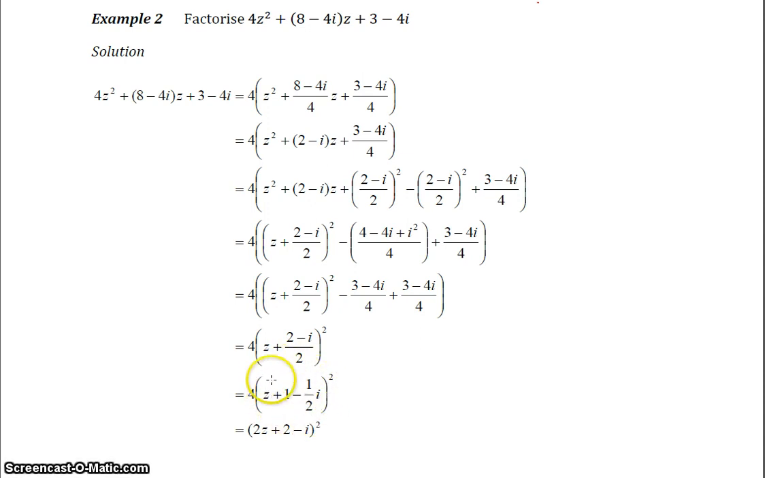And then what we're doing to go from here to here is to bring the 4 inside. Now how can we do that? Well, 4 is the same as 2 squared. And so we're taking our 2 inside. Okay, so it becomes 2 times (z + 2 - i). Okay, and that just is a neater form rather than leaving it like that. Although even if you left it like that, it's not wrong. This is just a nicer way of presenting it.